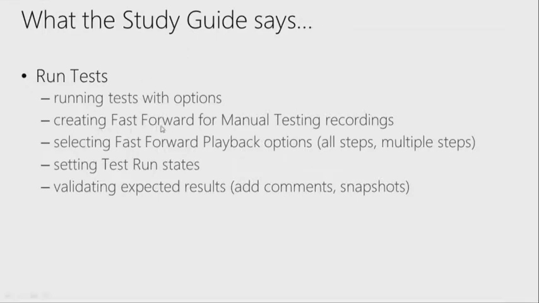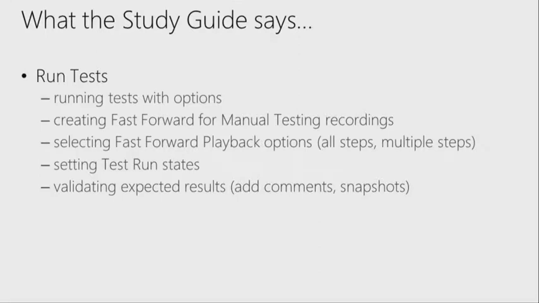Creating fast forward for manual test recordings. Well, both Steve and I have demonstrated that one now, so I think we're pretty okay on that one. Selecting fast forward playback options, so all steps or multiple steps. I think we've covered that already. Yeah. And that was where I selected, for example, 1 through 16 and said play. And then I also chose, I think, the very final step, which was just to close the browser. And you can always walk up to the top, and on the down arrow, there's a play all option. That's about the only thing you can do. At that point, if you do push play all, if you're doing any validation, you've got to watch quick, because those things can fly.